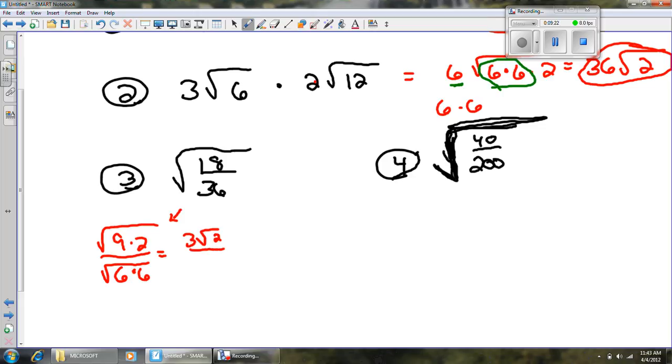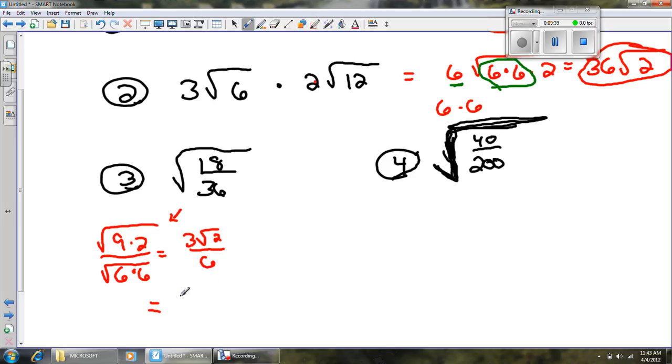The denominator will simplify to 6. 3 over 6 can simplify further into 1 over 2. I didn't write the 1 here. See that 1? I didn't put it there. But, oops, I lost it.